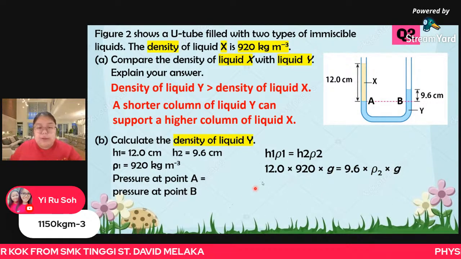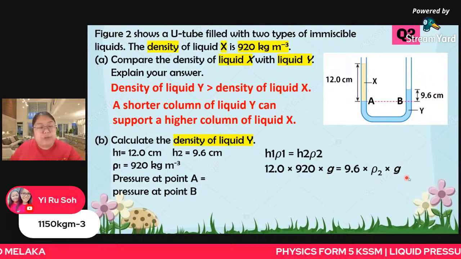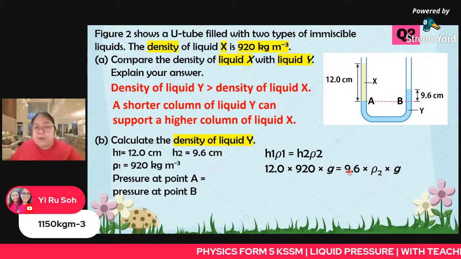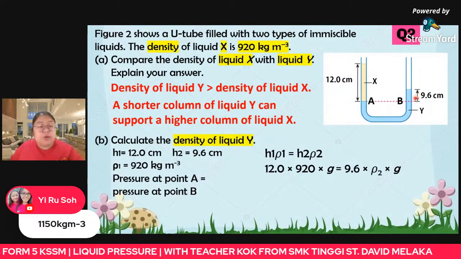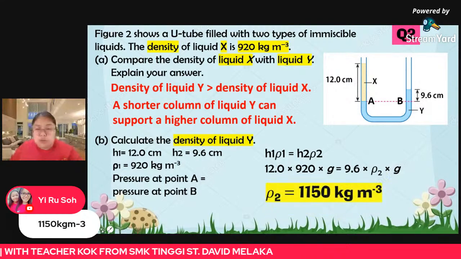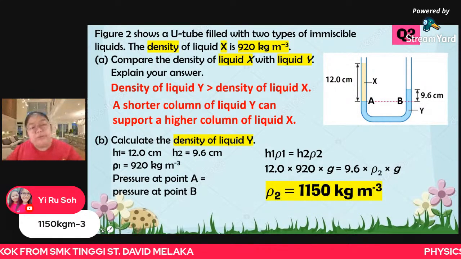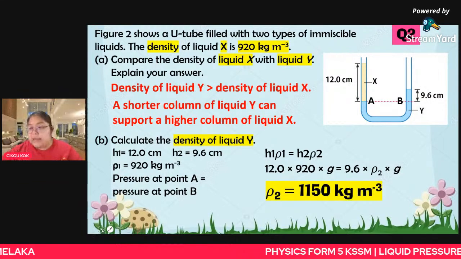Then apply. Rho 1 is 920, multiplied by 12, with g that we just cancel later. 9.6 multiplied by rho 2. Actually both are in cm so we cancel each other, no need to change. The last one, you go and find what is rho 2. So rho 2 is 1150 kilogram per meter cube. Exactly, that is the answer.